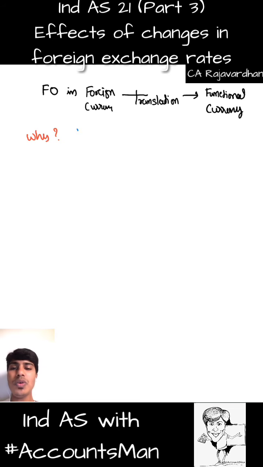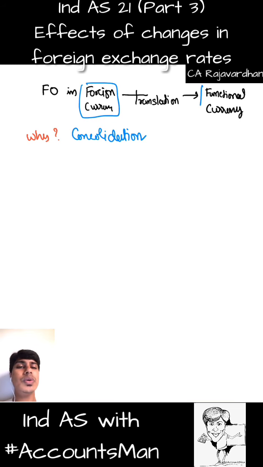Because we have to do consolidation. You get that? Consolidation of subsidiaries' records into the holding's record, consolidation of joint venture or associates' records into its investing party. So when we are doing this consolidation, we have to do conversion. Conversion from where to where? Conversion from foreign currency to the functional currency. Functional currency of whom? Functional currency of parent. You get that? This foreign currency to parent.